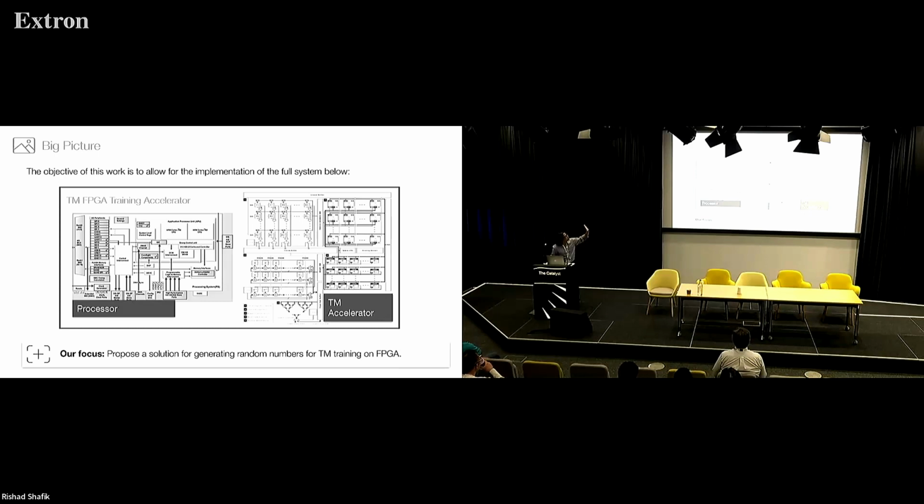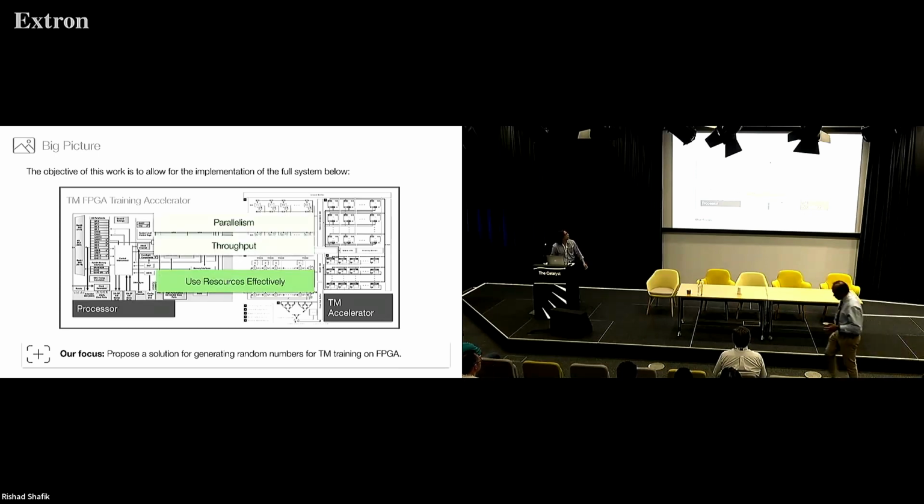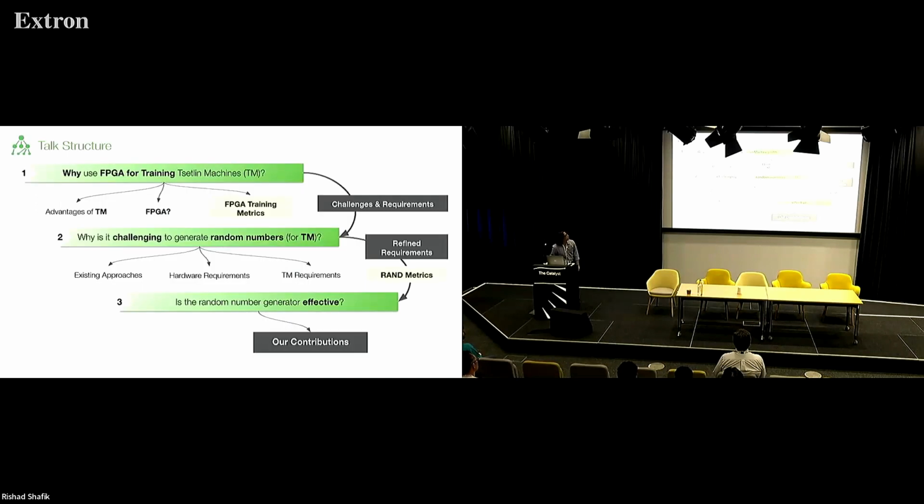Why would you want to do this? Because you can get the parallelism of the Tsetlin machine in the hardware. You can get high throughput from FPGAs. And in order to do any of this, you have to think about how to use the resources you have efficiently. So one of the tasks we will look at is how to generate random numbers for training the accelerator.